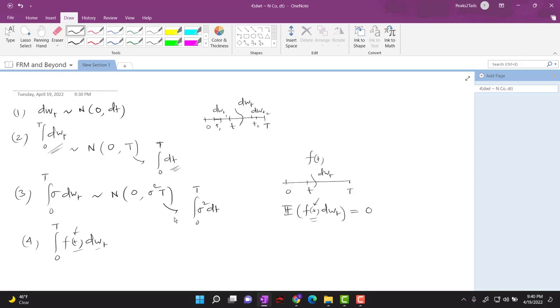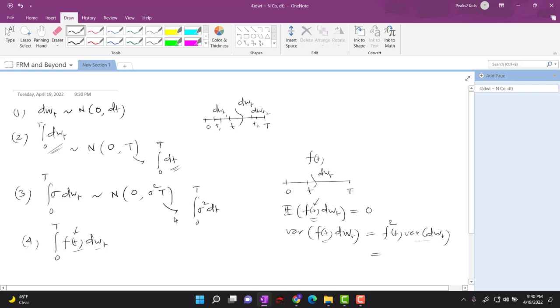Okay, if we take the variance of f of t dW(t), f of t will come out as a square. Okay, simple variance algebra, then the variance of dW(t), and that is equal to, what is the variance of dW(t)? dt.